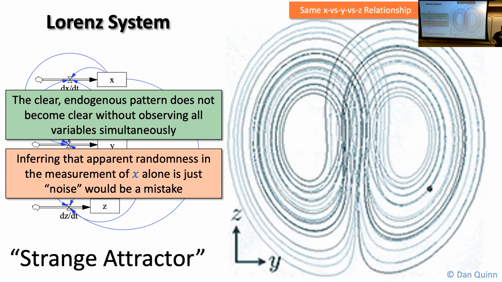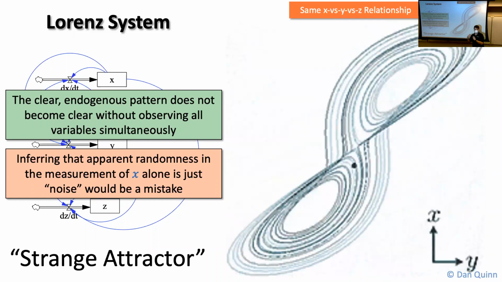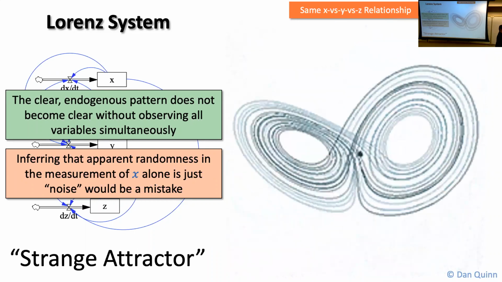All right, so any questions about this idea, about strange attractors and this idea of plotting variables against each other instead of against time? That makes sense. Questions online?